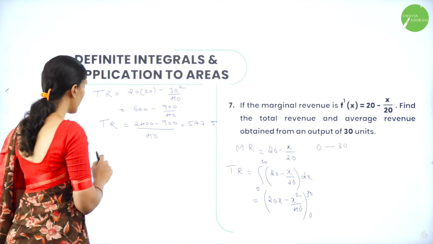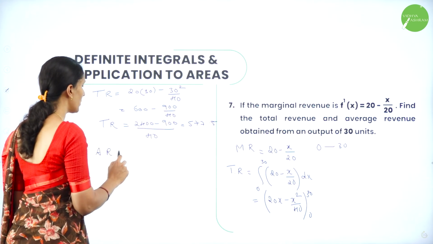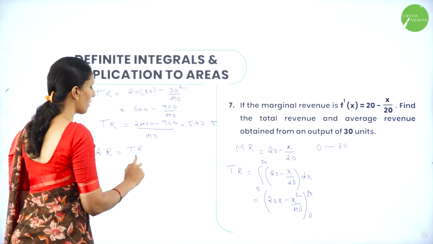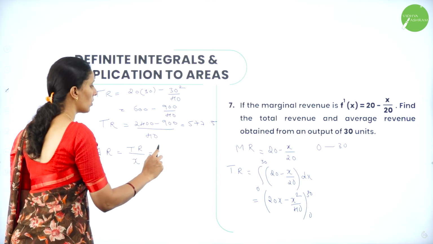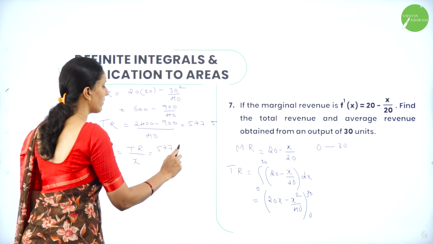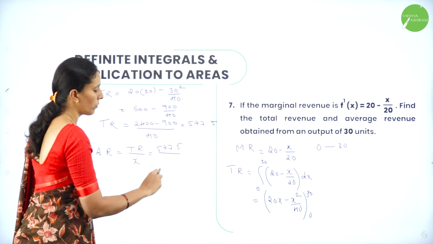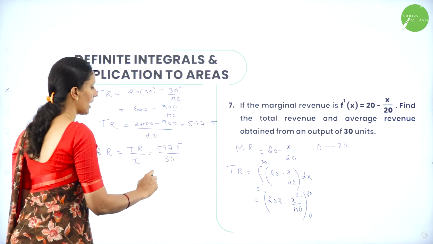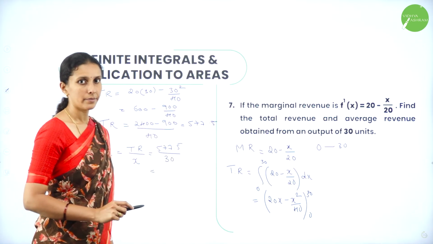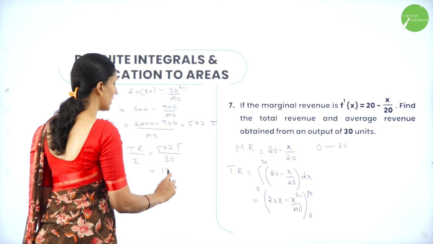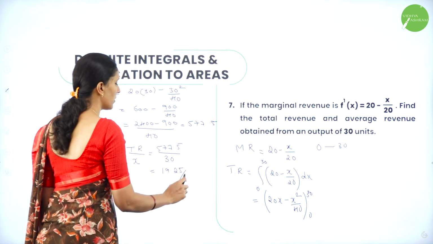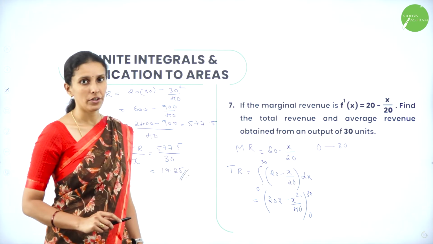So what is average revenue? Average revenue is always total revenue divided by number of outputs. Total revenue is 577.5. Number of output, that is units, is 30. Again, when you divide it by 30, the value will be equal to 19.25. So this is the average revenue.